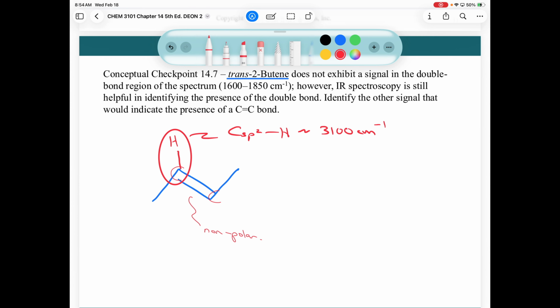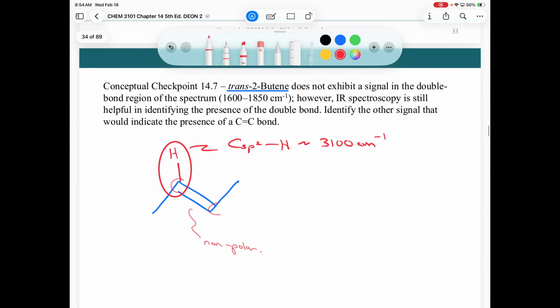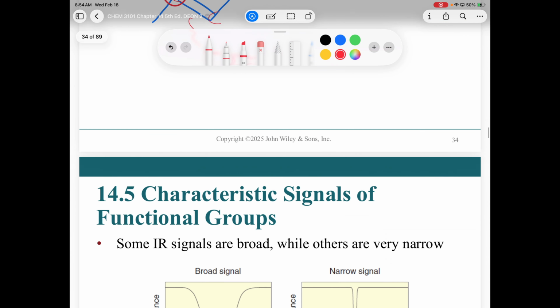Even though we don't see the carbon-carbon double bond in the infrared spectrum, we see the sp2 hybridized carbon-hydrogen stretch in the infrared spectrum, right? It's like putting a puzzle together, a lot of this stuff.